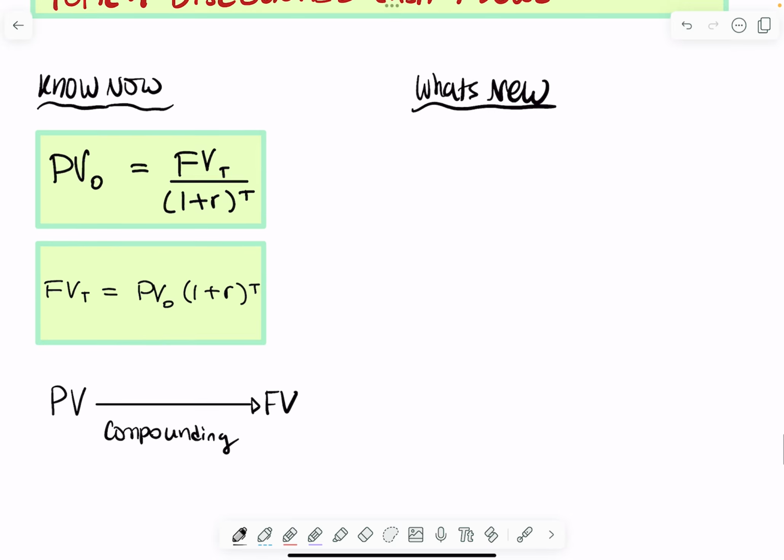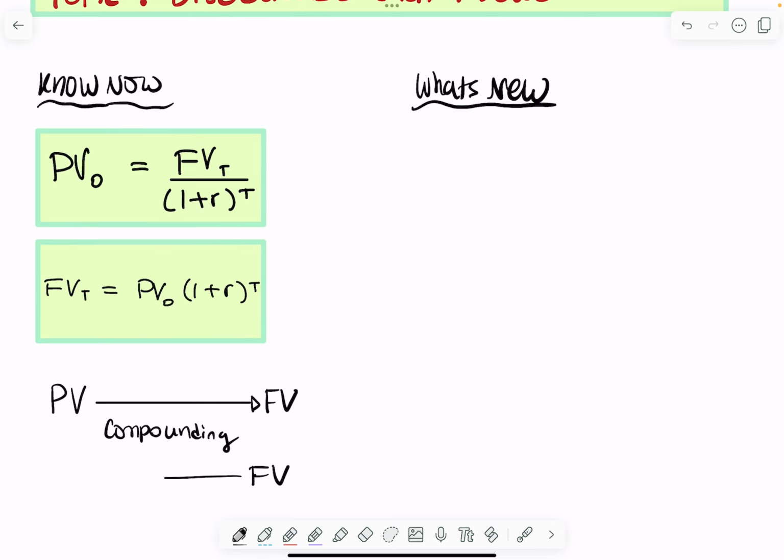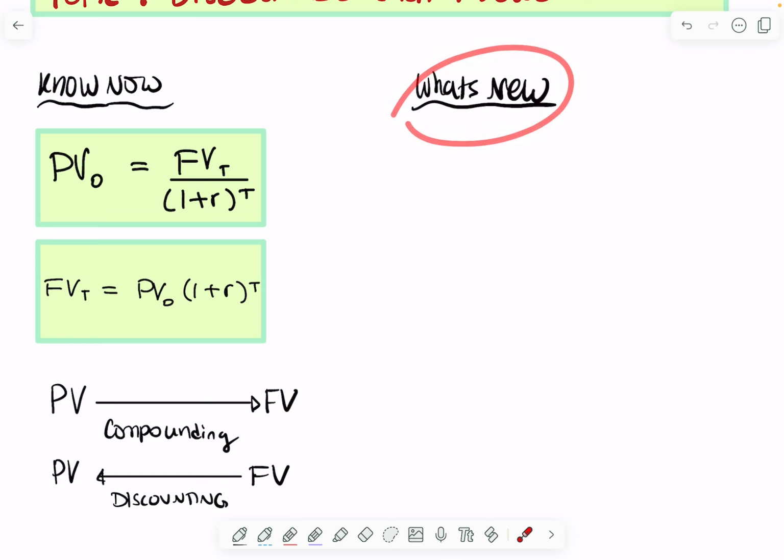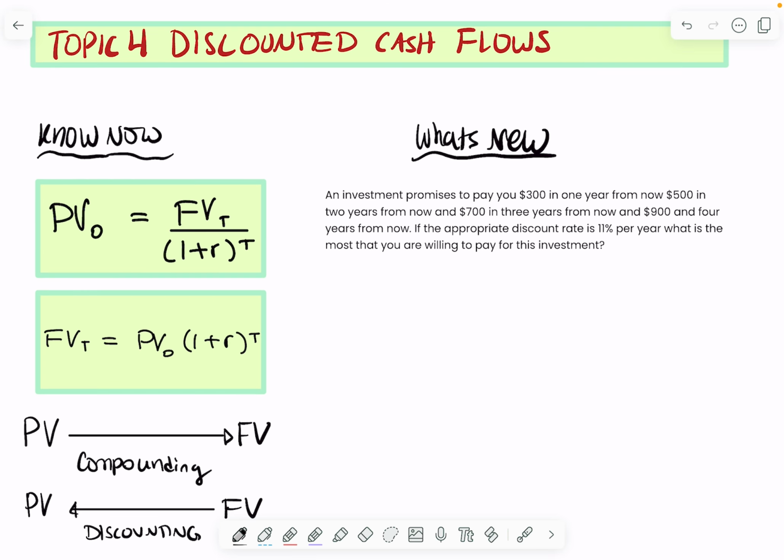We call that compounding. We also know how to take money from the future and find out how much it's going to be worth today in the present. We call that discounting. So what's new? Well, notice that here we either wanted to know how much one payment or one investment in the present was worth in the future, or how much one payment or one investment in the future is worth in the present. But what if you have multiple payments or multiple investments? Let's find out what happens through an example.